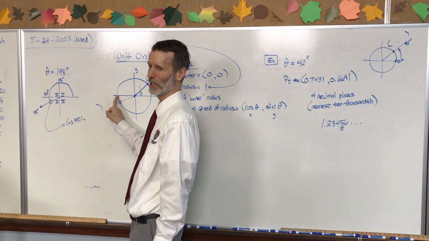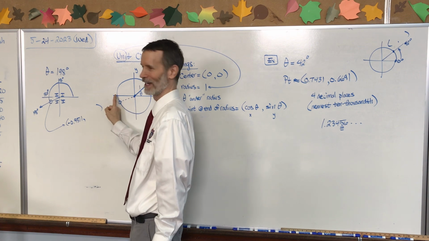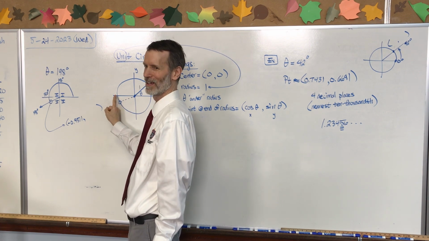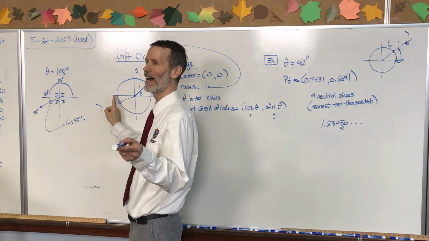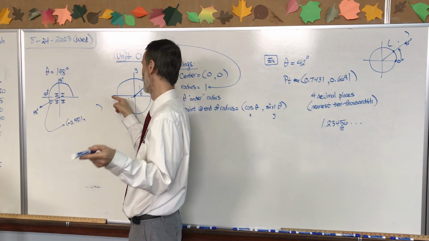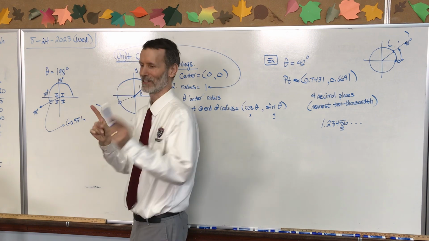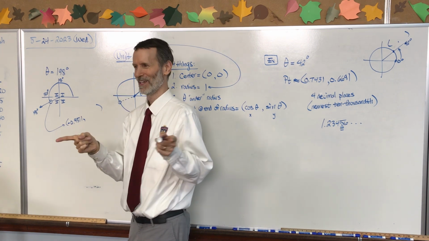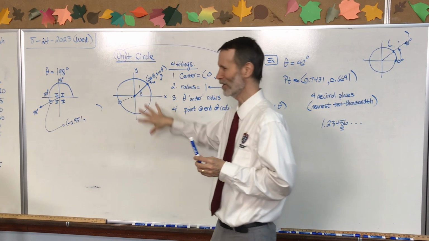Does everybody agree this is 180? How far over is it? It's 1 to the left, so it's negative 1. How high is it? 0. Exactly. 0. Right. Mr. Coleman just unlocked a fairly important thing here.